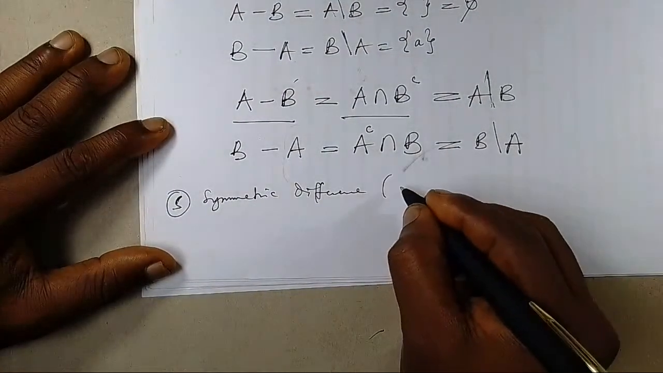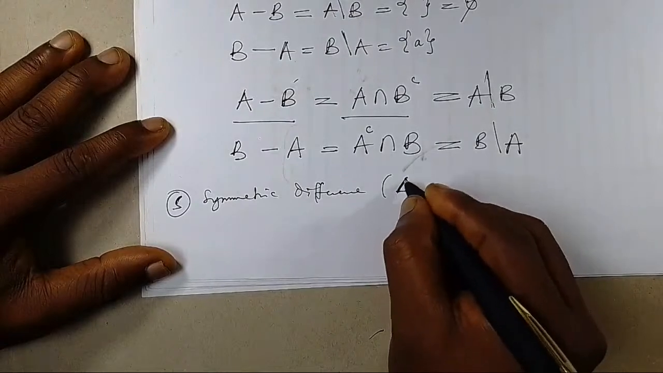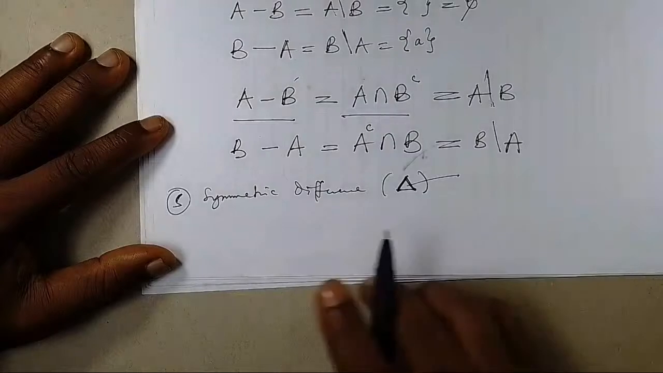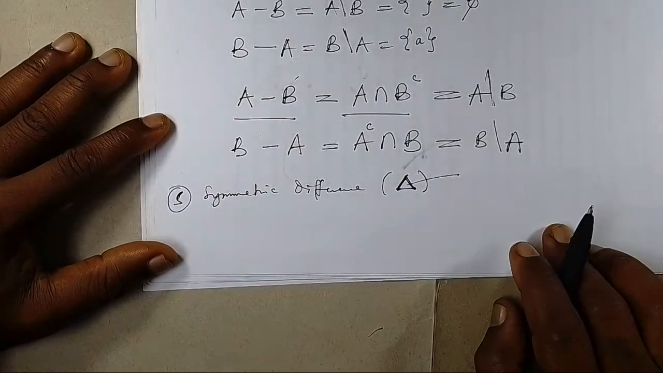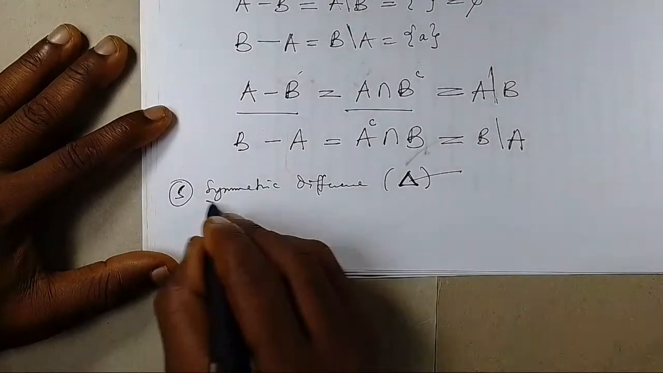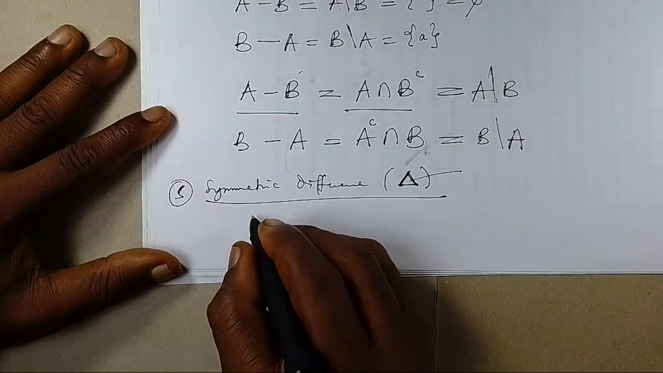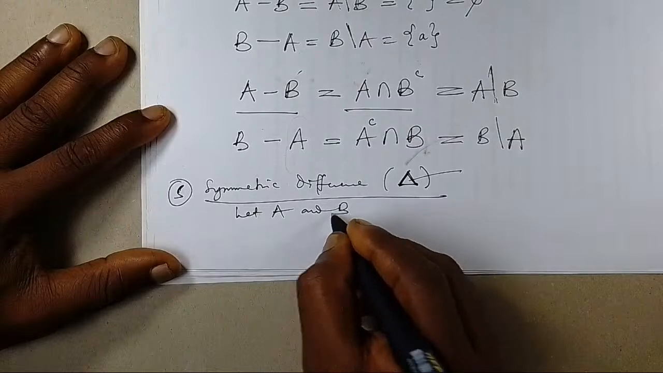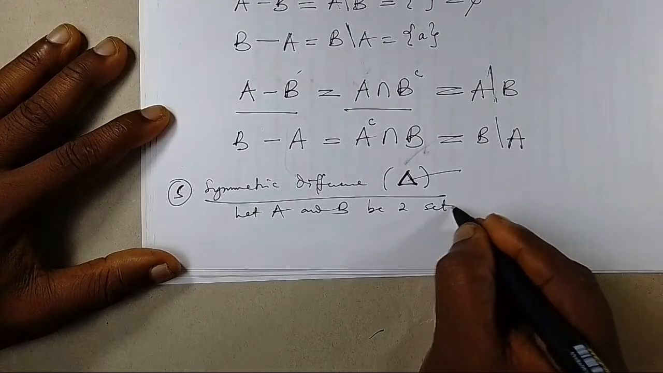Okay, so we use this symbol delta to represent symmetric difference. So the symbol delta represents symmetric difference, guys. Now, what is the symmetric difference between two sets A and B? Let A and B be two sets.